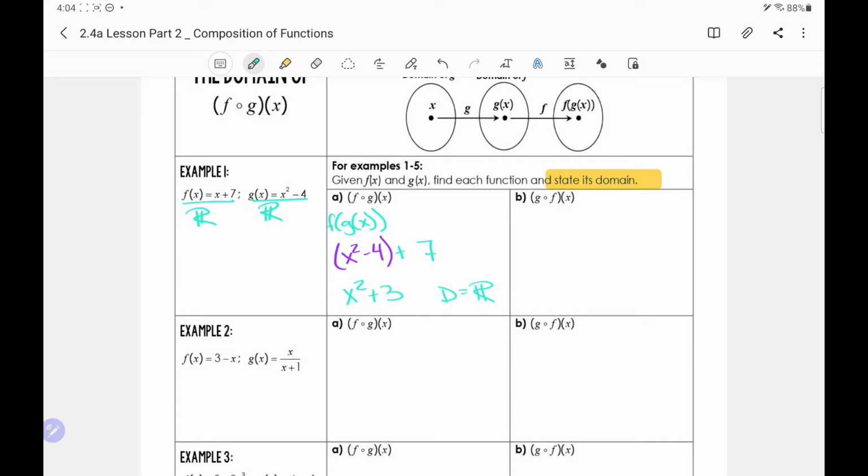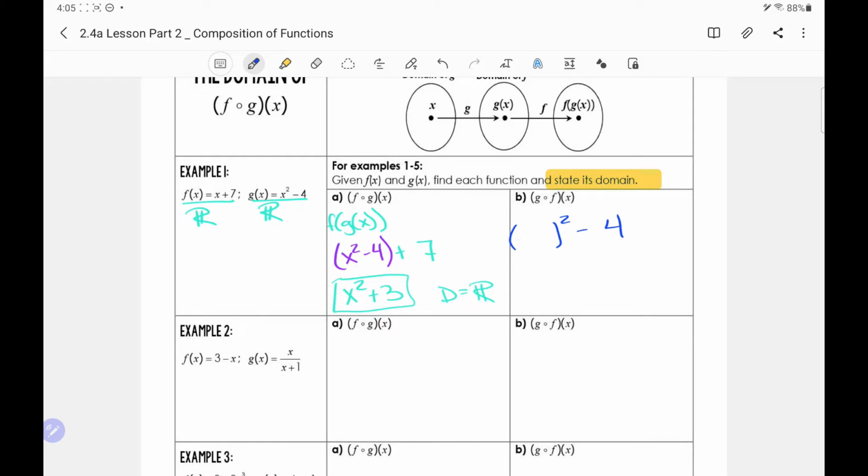Okay, so our final answer is x squared plus 3, and the domain is all real numbers. Let's look at the next one, g of f of x. So this time I've got g, and I'll write it out again, x squared minus 4. Wherever I have my x, I've got to erase. Now, I should have written it a little closer. The square is still there, just the x is gone.